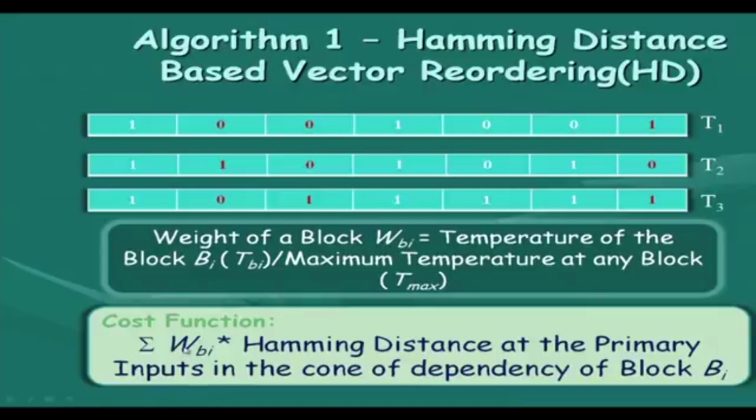Now, the cost function is computed as the summation of the weight of the block multiplied by the Hamming distance at the primary inputs in the cone of dependency of block Bi. So, for every block these Hamming distances are computed, and multiplied by the corresponding importance of the block, that is the weight factor WBi, and that is summed up. So, that will tell us what will happen if I choose a particular ordering.